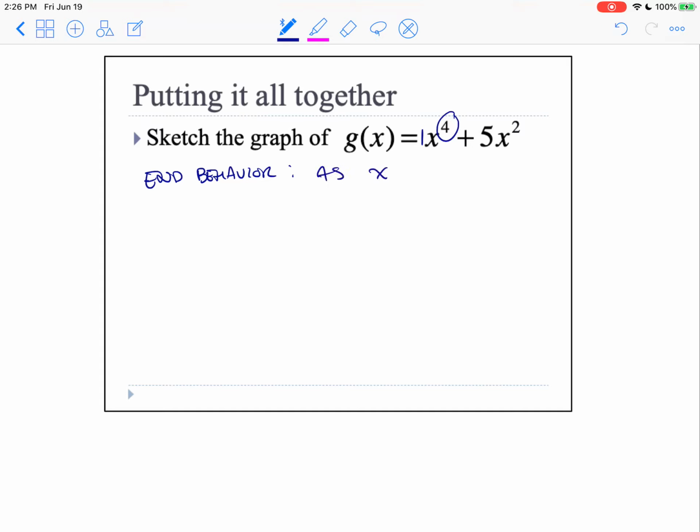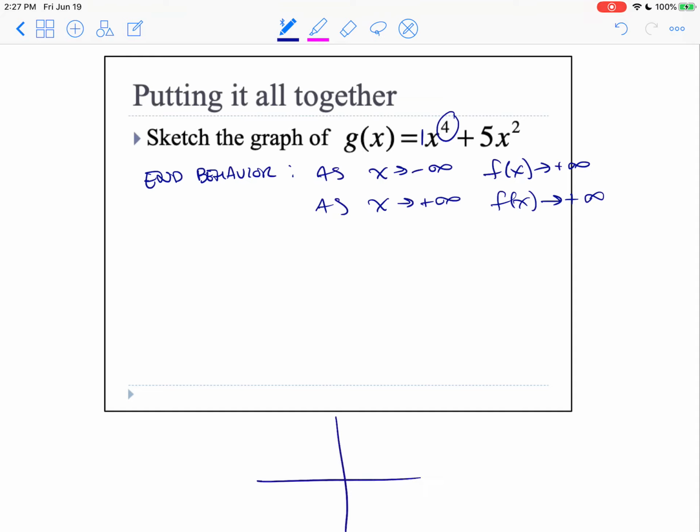is going to be as x goes to negative infinity, so I start high, and I'm going to end high. Okay, so my graph, if I'm doing a basic sketch here, is going to start high, it's going to end high. Okay.